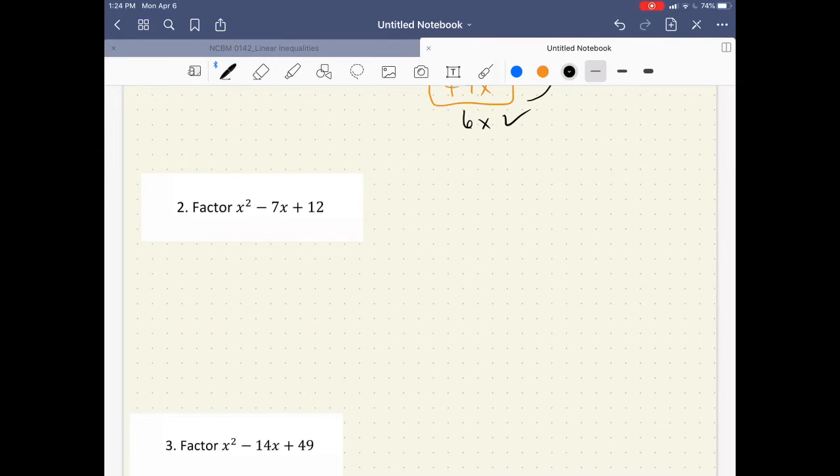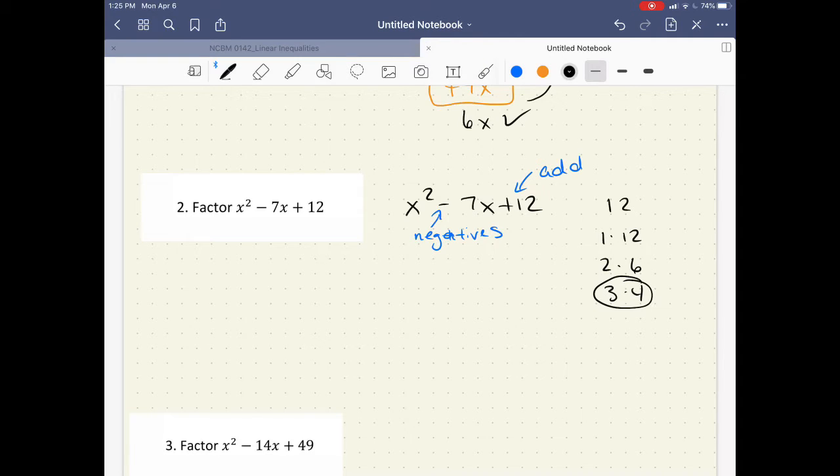So on this one, same thing, x squared minus 7x plus 12. Again, this is telling me to add, but we have to add negatives. So therefore, and the first coefficient is still a 1, so we're just going to concentrate on the 12. Factors of 12: 1 times 12, 2 times 6, 3 times 4. Those are the factors of 12. Which of those, when you add, will give you a 7? It's going to be those two, so let's open parentheses.